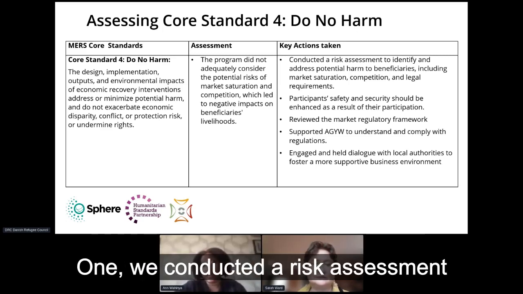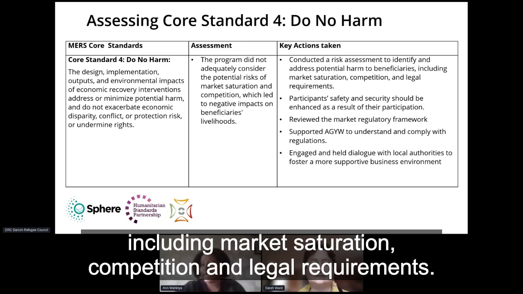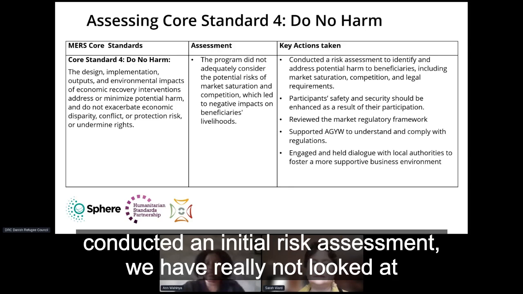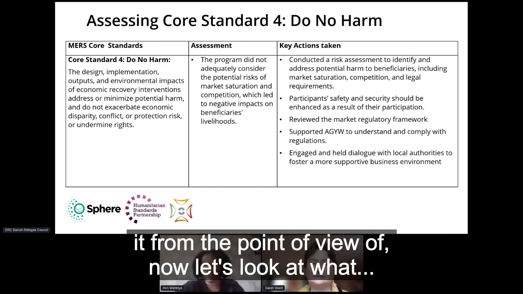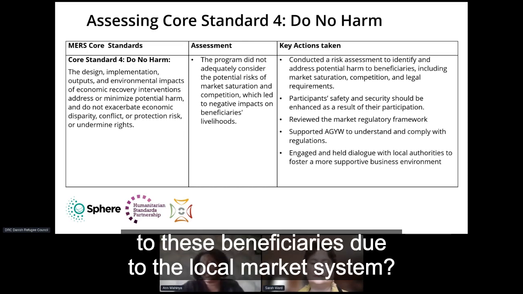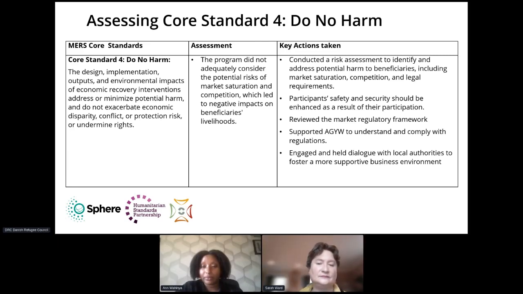One, we conducted a risk assessment to identify and address any potential harm to beneficiaries, including market saturation, competition, and legal requirements. What we realized is that though we had conducted an initial risk assessment, we had really not looked at it from the point of view of, let's look at whether there is any potential harm to these beneficiaries due to the local market system. And we went ahead and made sure we now did a risk assessment focusing on that.